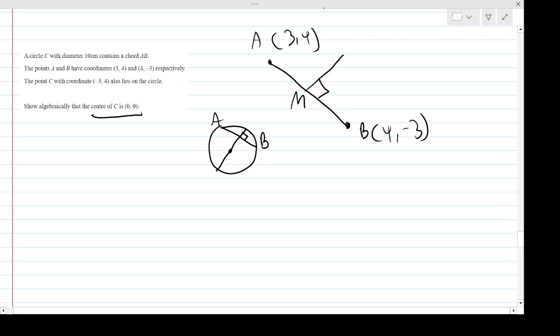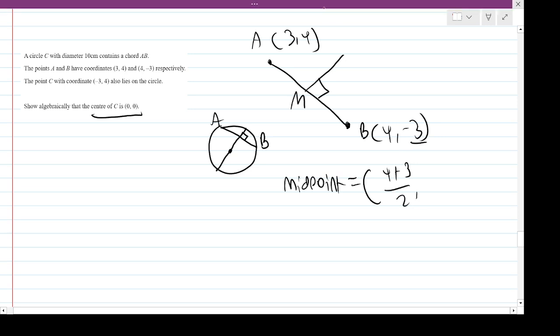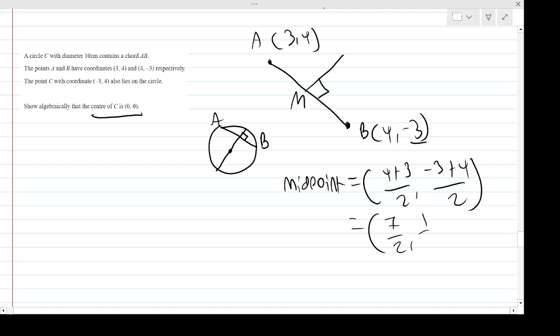So that will have a midpoint M. Again, we're going to do our usual stuff. Firstly, we want to consider the midpoint between A and B. So we add the 2 x coordinates: 4 add 3 over 2. Then we add the y values: -3 plus 4 over 2. If I do that, that gets me 7 over 2, and -3 add 4 is 1 over 2. And there we are, so that's our midpoint.